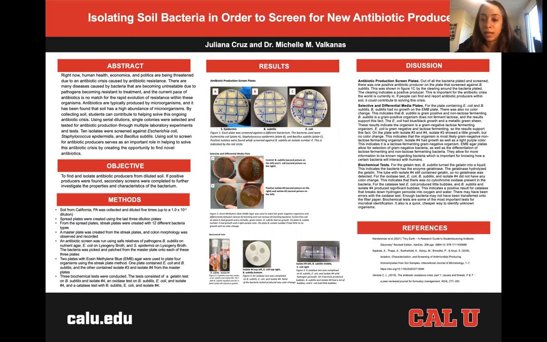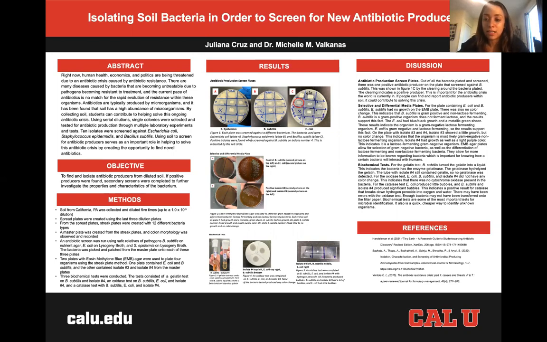On the plate with isolates number 3 and number 4, isolate number 3 showed a little bit of growth, but no color change. This indicates that the organism is most likely gram-negative, non-lactose fermenting. Isolate 4 had growth as well as a light purple color, so this indicates it's a lactose fermenting gram-negative organism. These EMB agar plates are important because they allow for a lot of information to be known regarding bacteria, which is important for knowing how a certain bacterium will interact with humans.